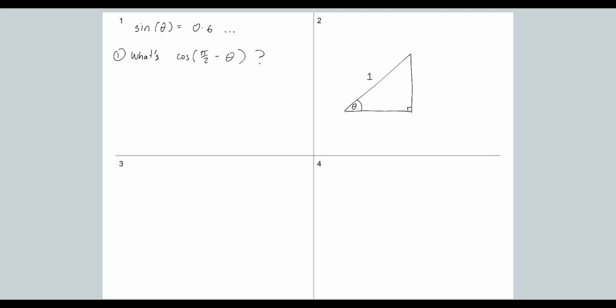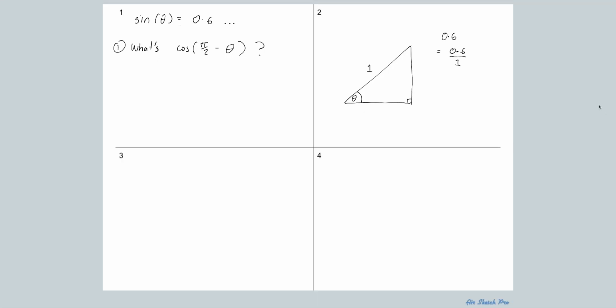Here's hint number 2, and if you're watching this video back, I hope you're pausing after each one. Sine theta equals 0.6. I know you don't normally write fractions like this, but it's equal to 0.6 over 1, because anything divided by 1 is just itself. So 0.6 can be written as 0.6 over 1. How does that help you fill in information on this diagram?